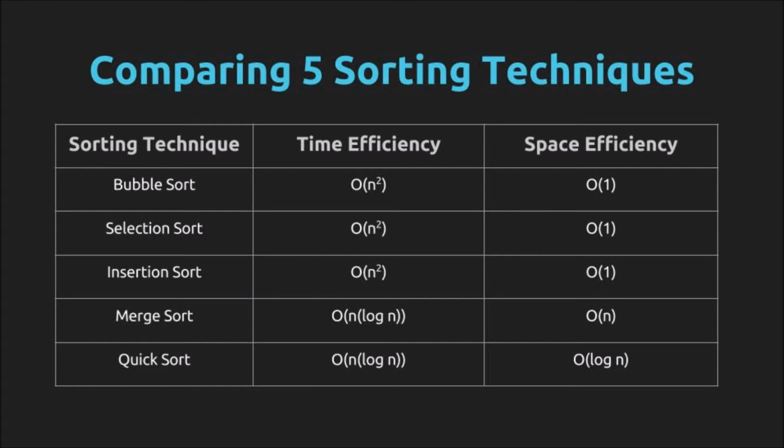Since these 5 algorithms run differently, their time and space complexities vary. Quicksort and merge sort are the best in terms of time complexity. This means that they take less time to compute than the others. Bubble sort, insertion sort, and selection sort are the best in terms of space complexity. This means that they consume less memory during computation than the others.